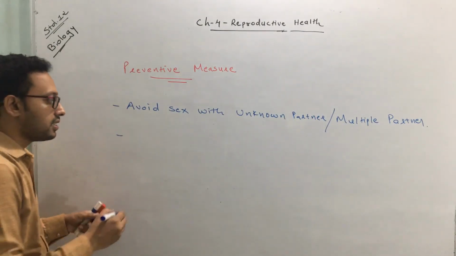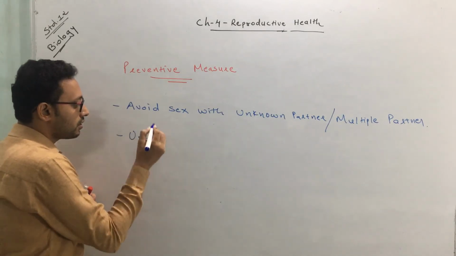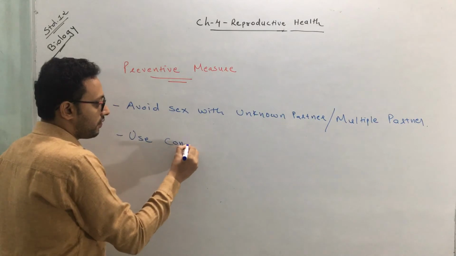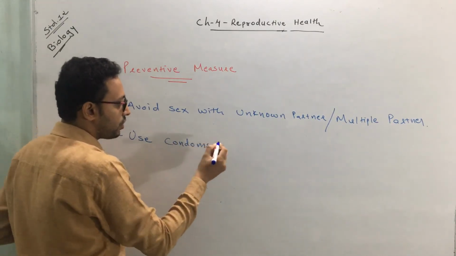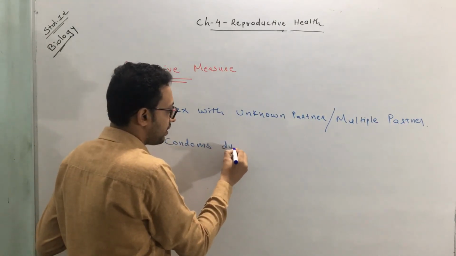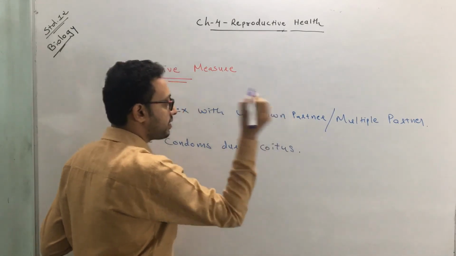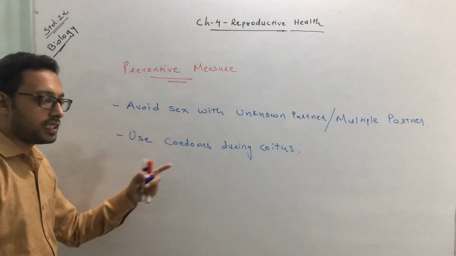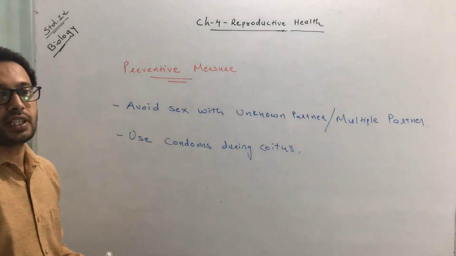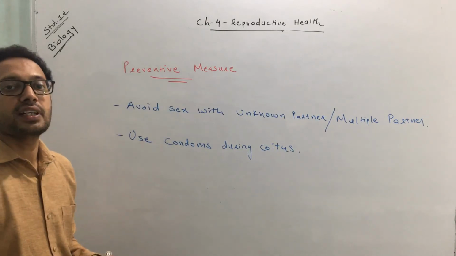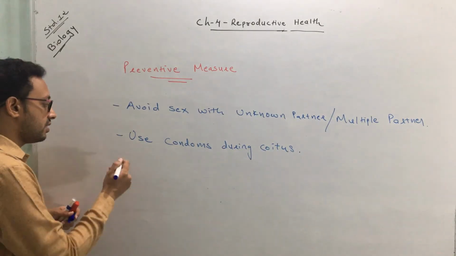Second is use, or try to use, physical barrier methods like condoms during coitus or sexual activity. There should be use of this, because you know that there is an advantage of this contraceptive method. It prevents the spread of sexually transmitted infection.